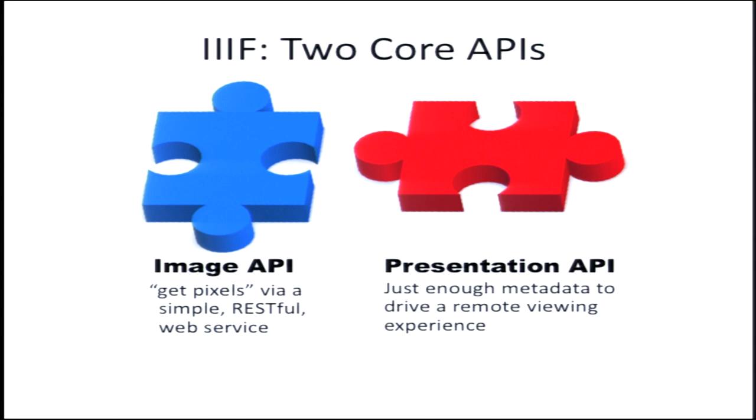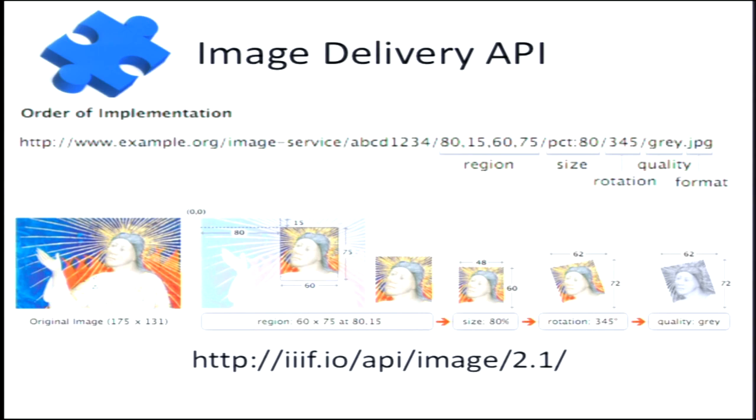Within IIIF, you're going to get a little bit of a tour about these APIs. I'll do some foreshadowing. There are two core APIs, and this is where IIIF started. One is an image API, and that is basically a way to get pixels onto your screen. And the other is a presentation API, which is just enough metadata to drive a remote viewing experience. We were not, many of us coming from library backgrounds, trying to come up with yet another universal metadata standard, but instead a very narrow set of information that was scoped to driving a remote viewing experience and remote applications.